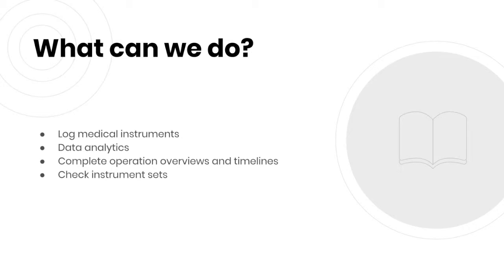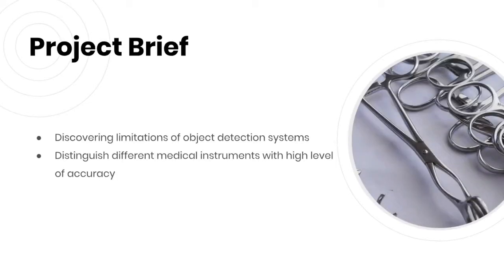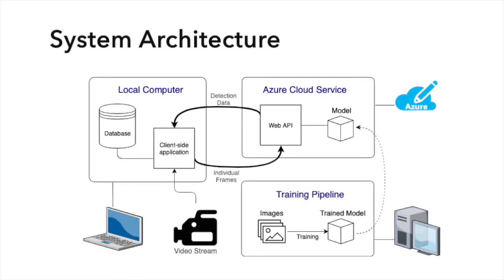The system also gives the user a complete list of the instruments that have been used during the entire operation and checks whether they are all accounted for when the operation is over. We also decided to find the limitations of the object detection system and see whether or not it would be possible to use in real-life situations. One of the main goals of the project was to see if the system distinguishes the objects with a high level of accuracy. The system is separated into two main components, the client and the cloud service.